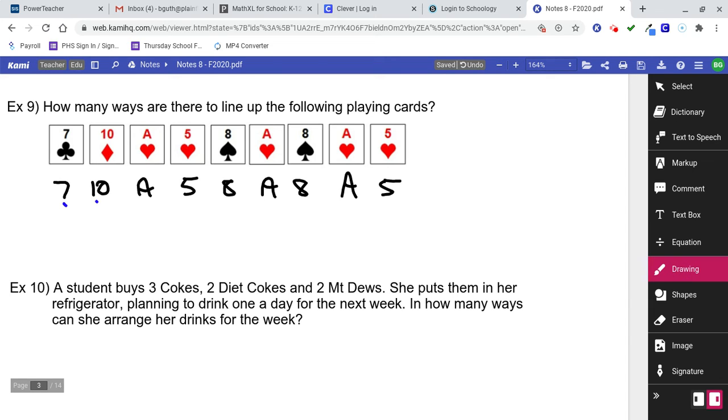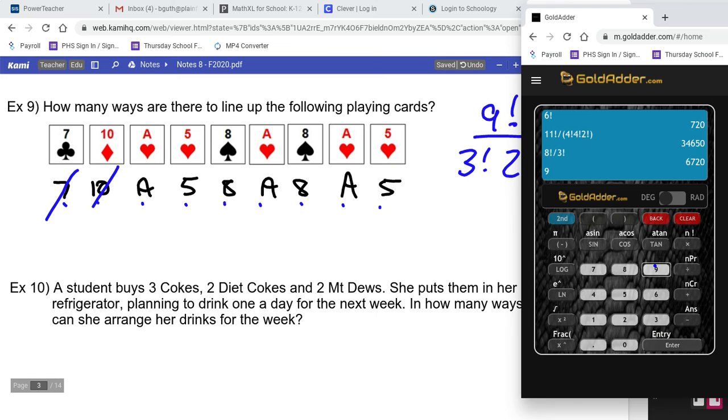So notice there are 1, 2, 3, 4, 5, 6, 7, 8, 9 playing cards. And we're going to divide off the repeats. There's only 1 7, so don't worry about it. There's only 1 10. But I see 3 aces and 2 5s and 2 8s. So it's really the exact same problem. Now again, be careful on your calculator, because when you divide, you must put it in parentheses. The answer is 15,120.